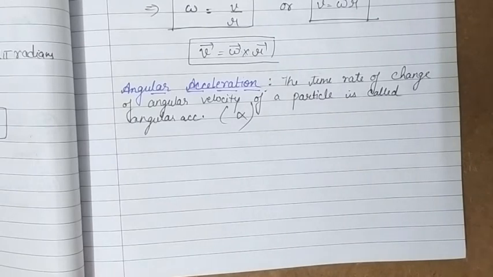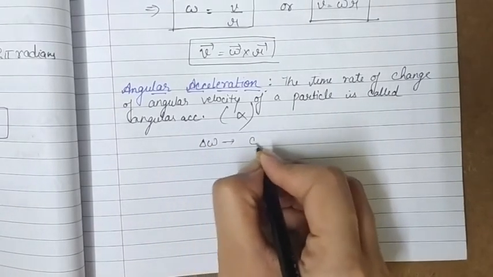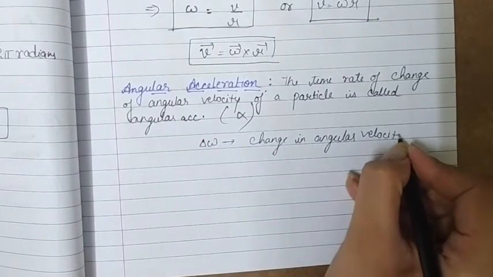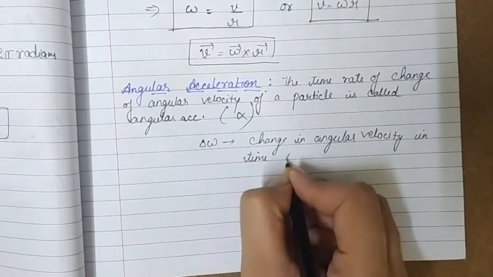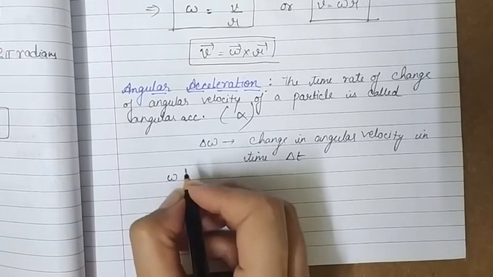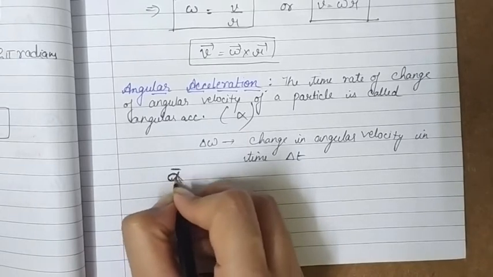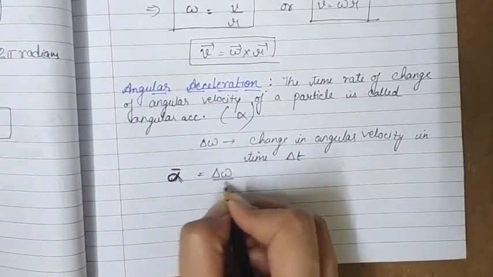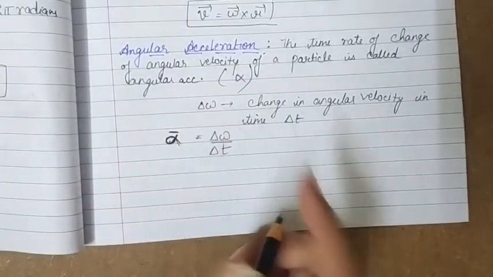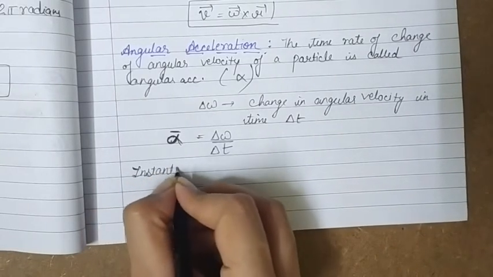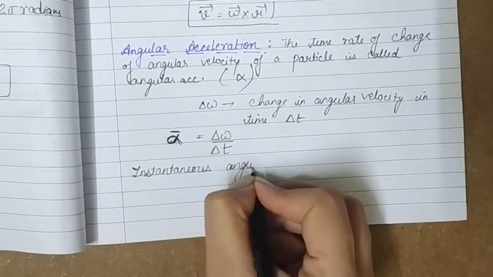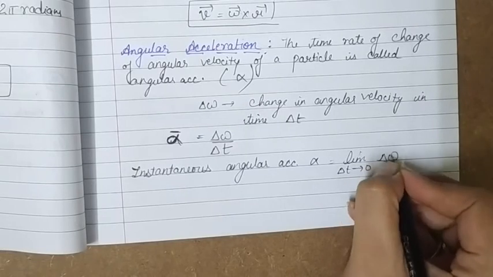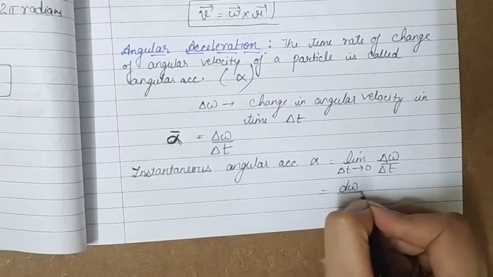For average angular acceleration, if delta omega is the change in angular velocity in time delta t, then average angular acceleration, that is represented by alpha bar, is equal to delta omega over delta t. For instantaneous value we have to take the limit, then instantaneous angular acceleration, that is alpha, will be limit delta t tends to 0 delta omega over delta t, or it can be written as d omega over dt.